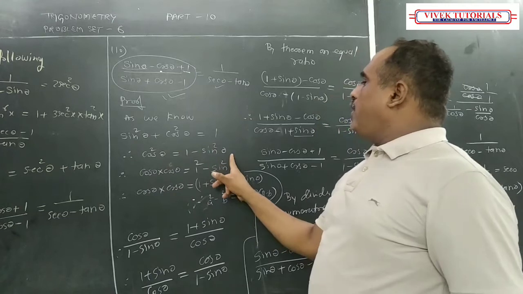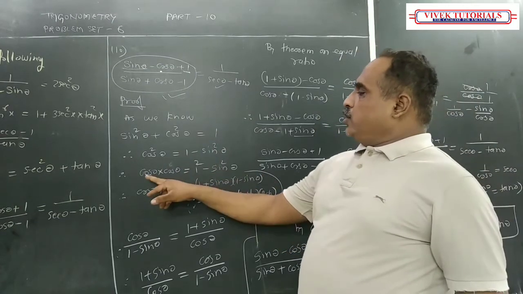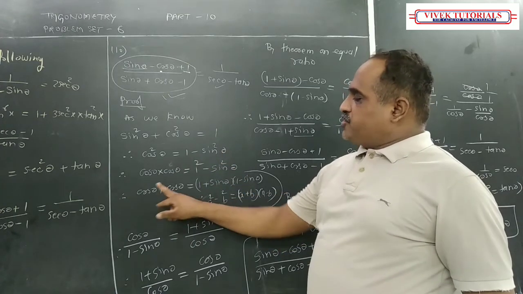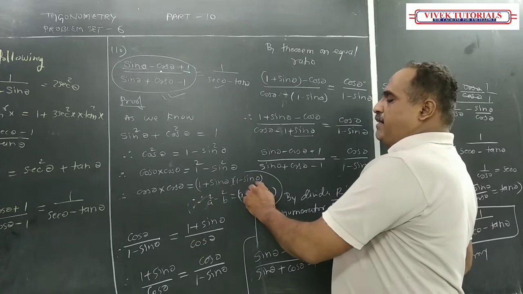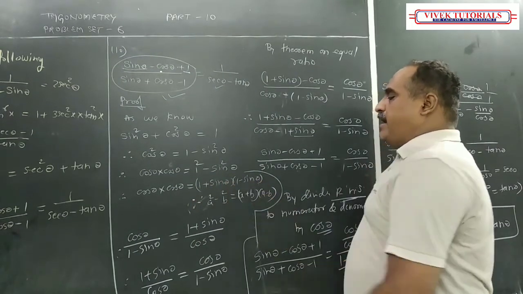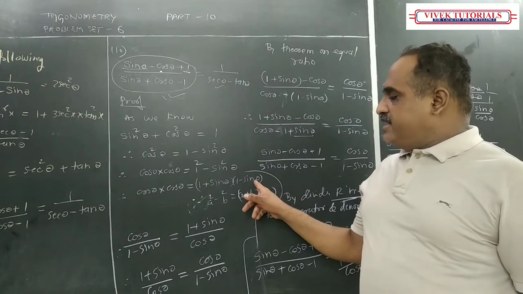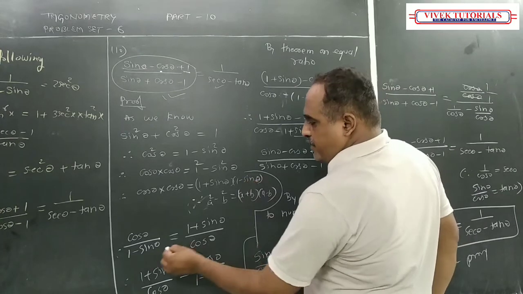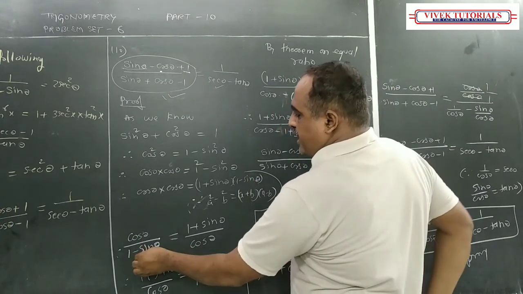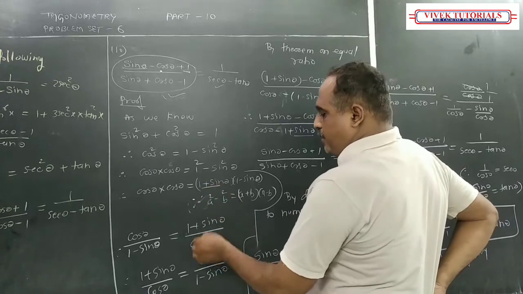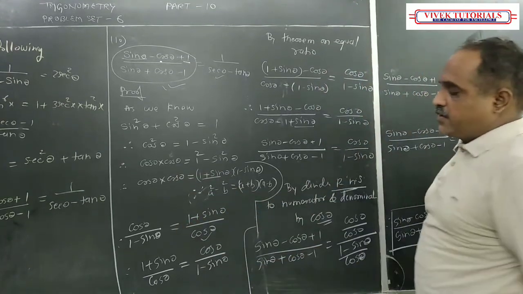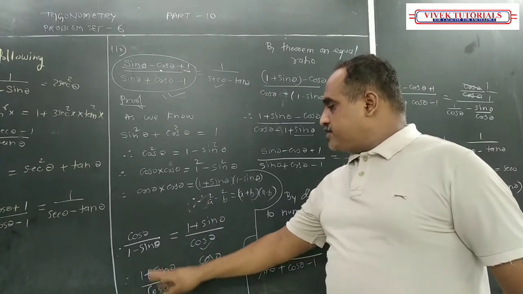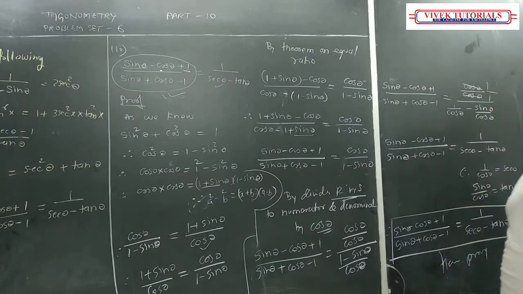Cos square theta is equal to 1 minus sin square theta. So cos theta into cos theta is what? 1 square, and 1 square is 1, minus sin square theta. A plus b into a minus b means 1 plus sin theta into 1 minus sin theta. I have transferred 1 minus sin theta to that side, and cos theta is transferred over here. Now I change the position: 1 plus sin theta upon cos theta and cos theta upon 1 minus sin theta.